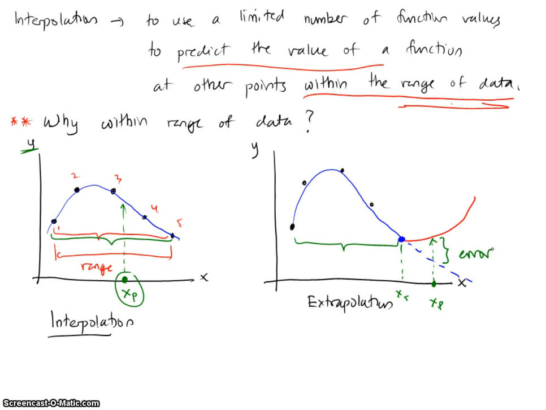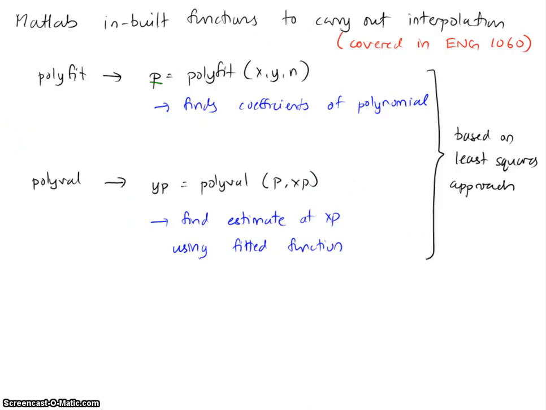Now, in the MATLAB software that you're using for this unit, there are a few inbuilt functions that help you to carry out interpolation. All of these have been covered in engineering ENG 1060, so I'm not going to repeat them. But the two functions that you have are basically polyfit and polyval. These functions are based on a least square approach, and it is not similar to the ones that we are going to cover in this lecture today.